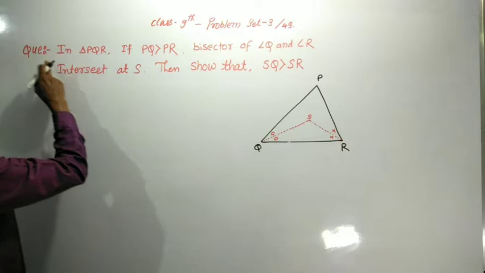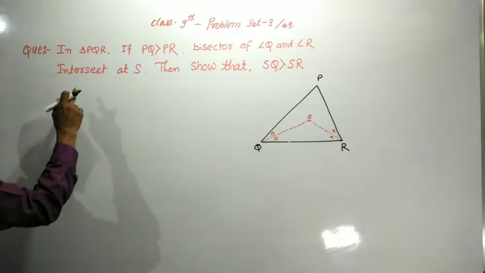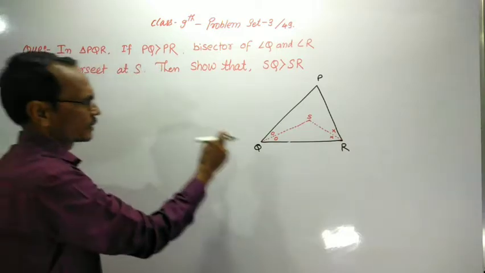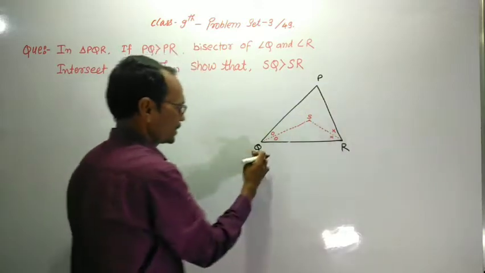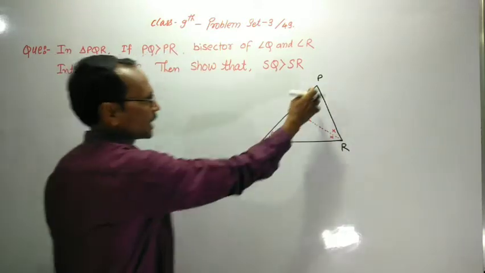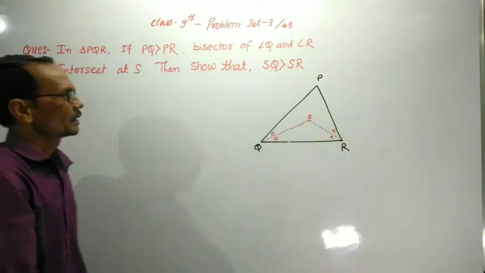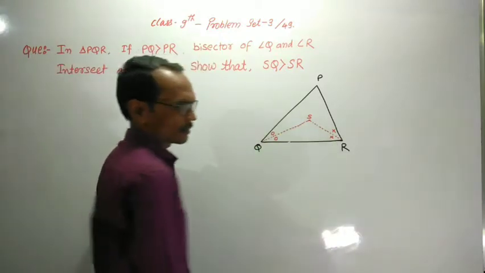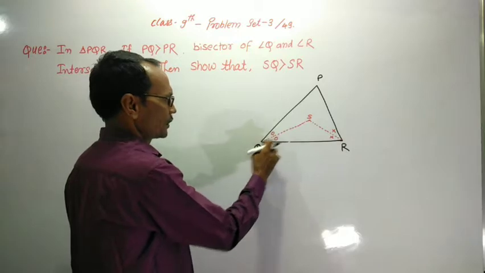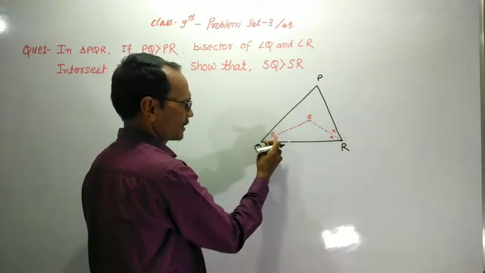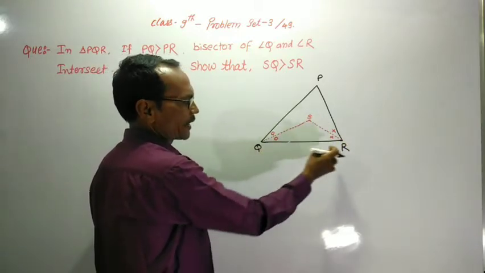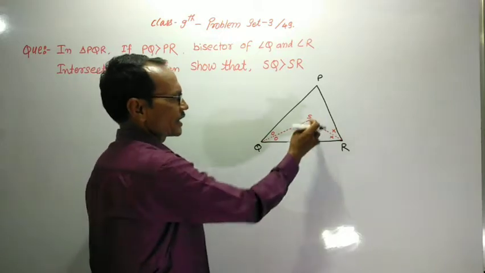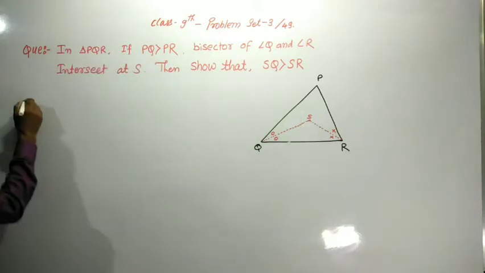Problem set, for this question. In triangle PQR, PQ is greater than PR. Then we want to show that SQ is greater than SR. We are given that QS and RS are the bisectors of angle Q and R respectively, which intersect at S. Now answer.